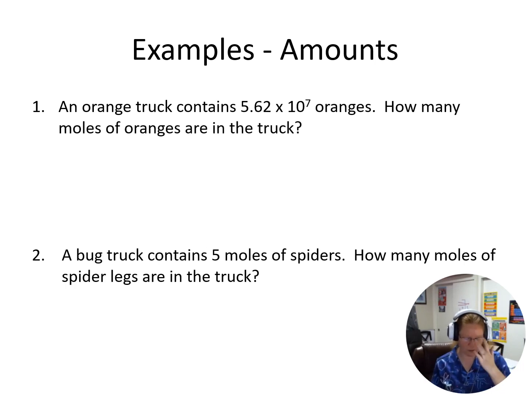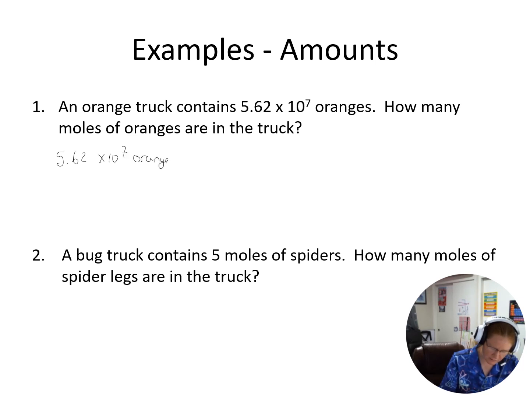All right, let's go back to our orange truck. Now our orange truck has a ton of oranges: 5.62 times 10 to the 7th. That is a lot of oranges. So how many moles is this? Well, now we're going to use it the other way. So I'm going to take 5.62 times 10 to the 7th oranges times 1 mole in 6.022 times 10 to the 23rd oranges.